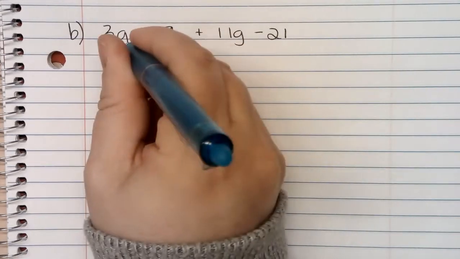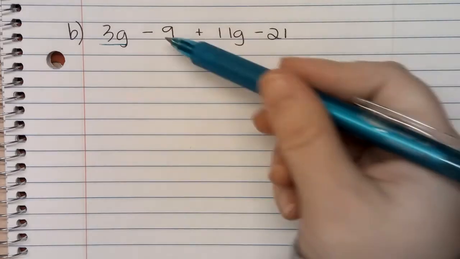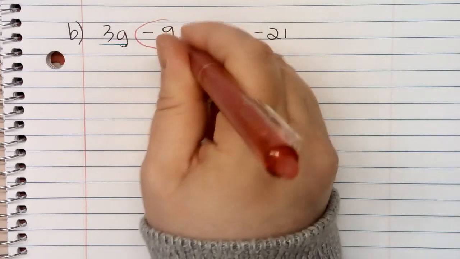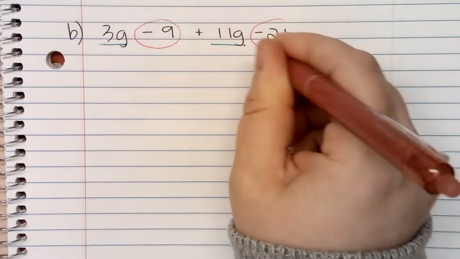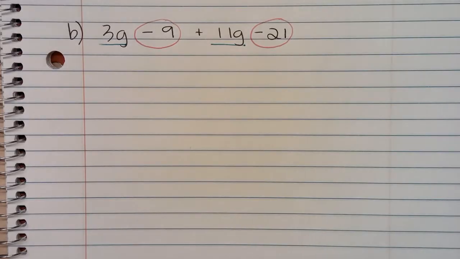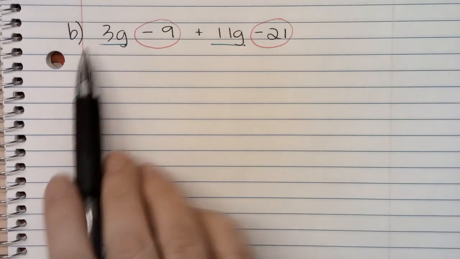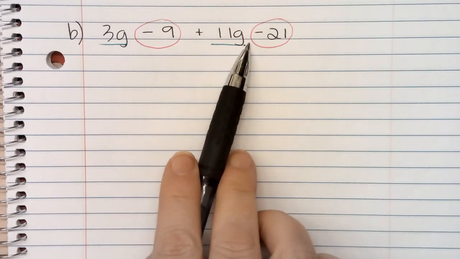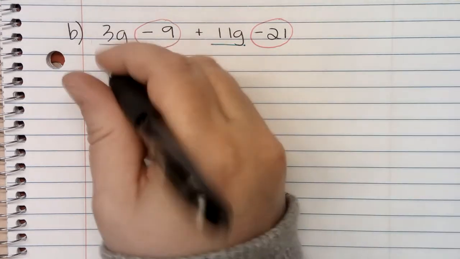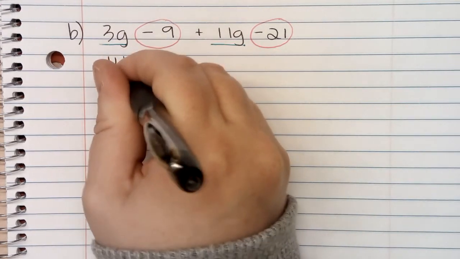I see 3g. I see 11g. Those can go together. They are like terms. We can combine them. And then I also see a negative 9 and a negative 21. Remember, I have to pull the sign in front of the number. So this time I'm just going to go 3g plus 11g is, well, what's 3 plus 11? 14g. So I'm just going to write it here, 14g.